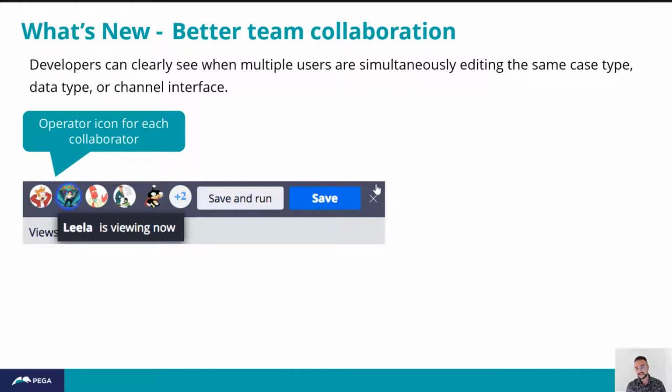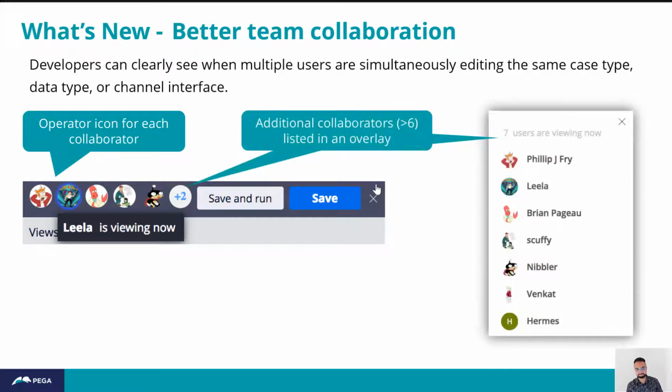In both App and Dev Studio, we have introduced some cool collaboration features for developers to make their life easier. A good example is the one you see here. Pega helps developers by alerting them and informing them on who else in the team is working on the same work object, such as case type, data type, or channel interface.